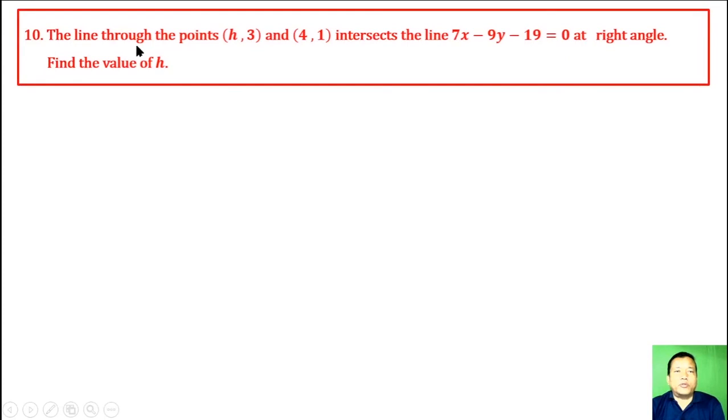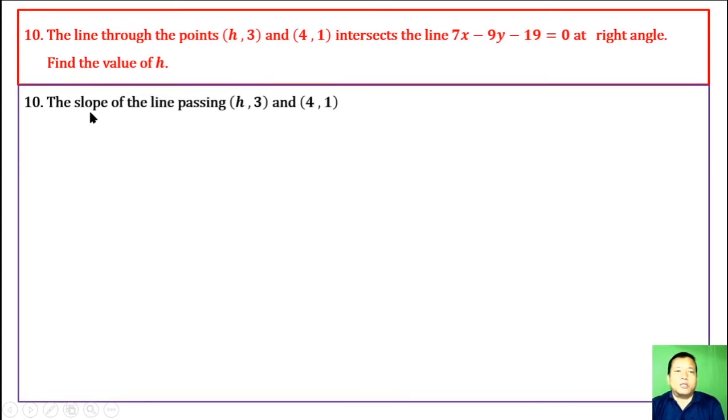Question 10. The line through the points (h, 3) and (4, 1) intersects the line this at right angles. Find the value of h. The line joining these two points intersects the given line at right angles. The slope of the line passing through (h, 3) and (4, 1) equals y2 minus y1 divided by x2 minus x1. Using that formula, we get the value 2 by h minus 4.